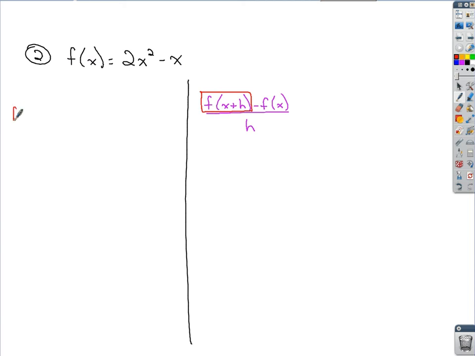To figure that out, I go over here. I appreciate that the x plus h is what has to go back in the place of x in the original function. So here I've got a couple of x's. I'll substitute x plus h in for both of those. We'll have 2 times x plus h as a quantity squared minus the quantity of x plus h.